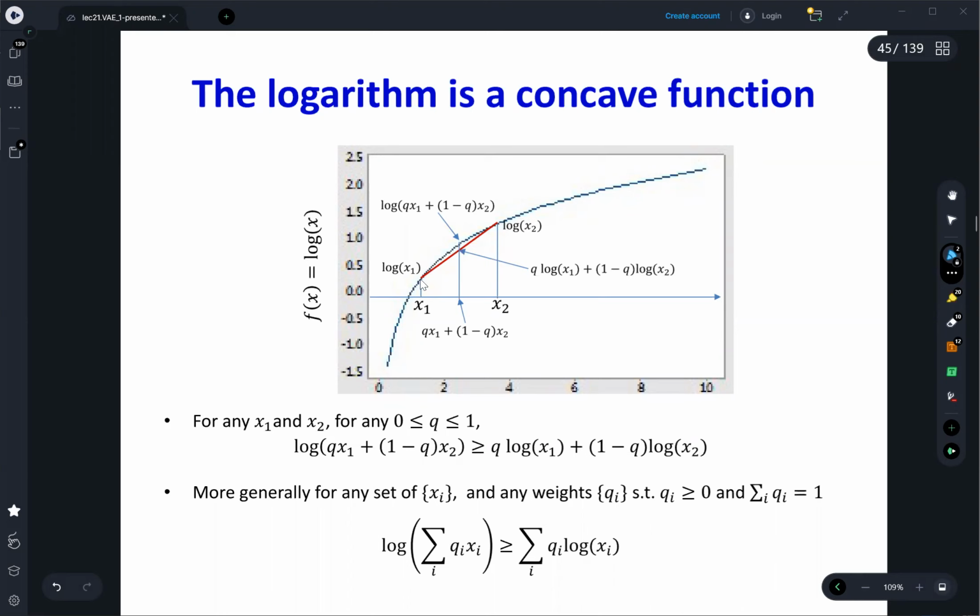So did that make sense to you guys? Q times log X1 plus 1 minus Q times log X2, which is the point on this line, is always going to be below log of Q times X1 plus 1 minus Q X2. Does this make sense? If it didn't, let me know, because we're going to build off this. I'll wait.